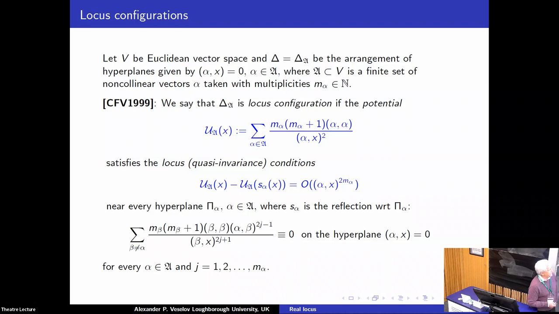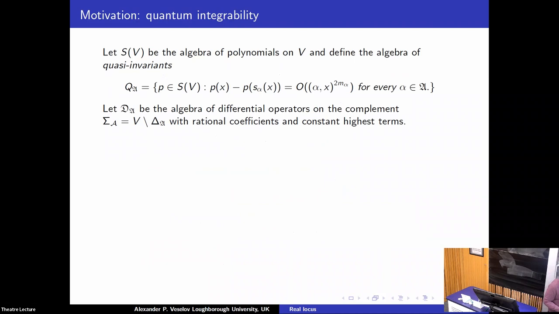So why was this important? Because there is actually a generalization, which was mentioned in the first talk today. You can ask the same quasi-invariance question for polynomials, not just for the potential. Then you have an algebra of quasi-invariants, which are invariant up to order 2m_alpha with respect to the hyperplane. It means that the first odd normal derivatives are zero. If you have an invariant, then all normal derivatives are zero, but here only the first m odd derivatives are zero.